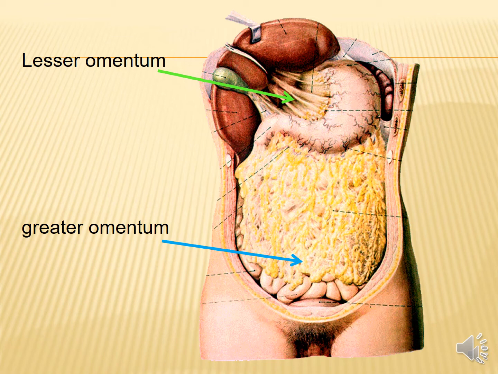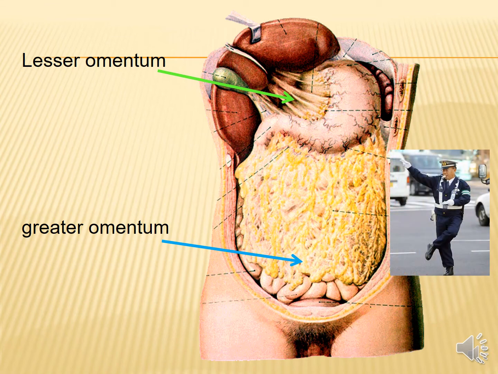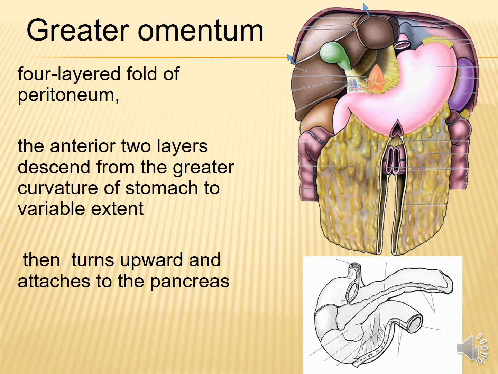First of all, we will just recapitulate omenta, which we have done in our earlier lectures. They are the peritoneal folds which connect stomach with other viscera. Here we can see greater omentum and lesser omentum. Greater omentum functions just like a policeman of the abdomen. It is a four-layered fold of peritoneum which hangs from the greater curvature of stomach. Anterior two layers start from the greater curvature, then turn upwards and attach to the pancreas. So these are the omenta.